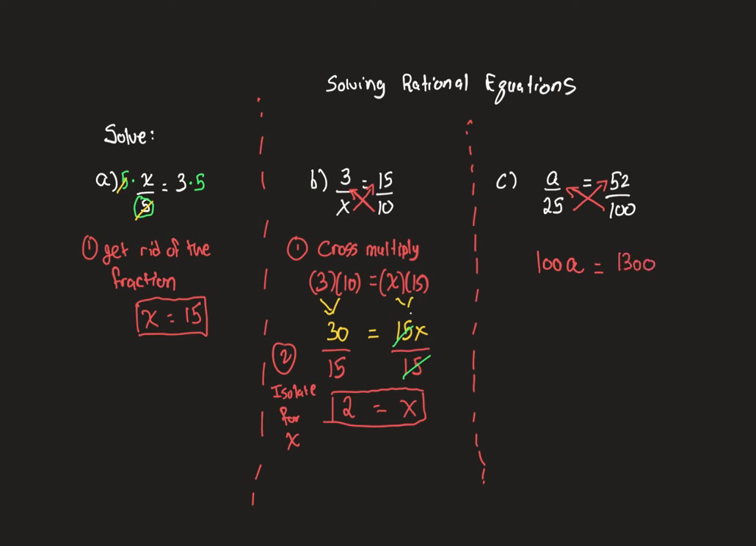Best friends need to get separated. So let's help them out. Let's divide. Hundreds cancel out. You're left with the a. And 1,300 divided by 100 is 13. A is 13, done. Let's move on.